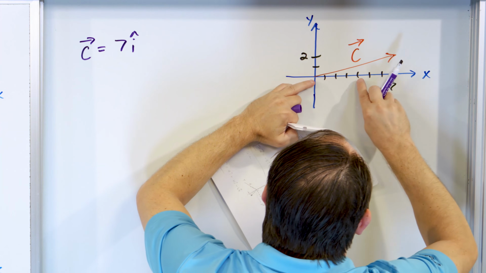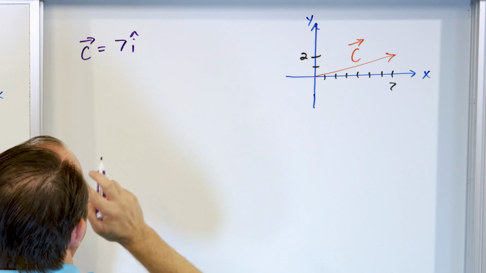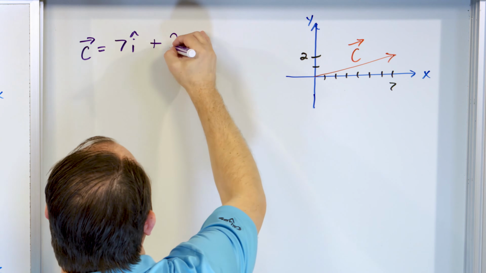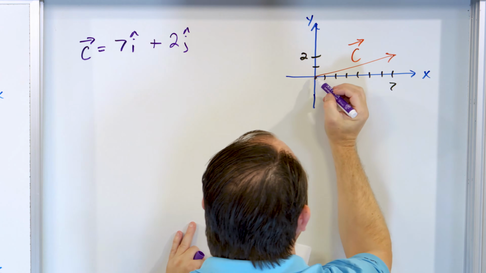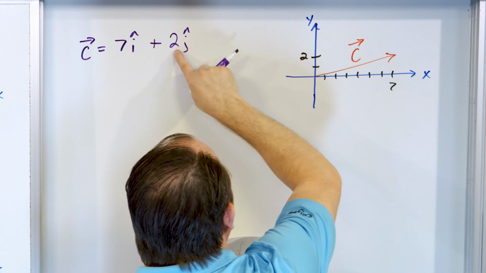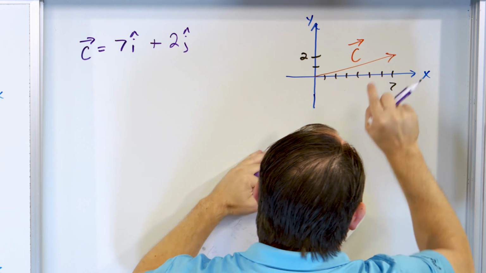So the x component is really a vector that stretches from here all the way to here. That's what 7i means. But then we add to that whatever's happening in the y direction: 2 times j hat. Remember, the j hat unit vector is just stretching to here, to a length of 1. We multiply by 2, it makes it a vector this long, and this plus this gives us the vector like this.